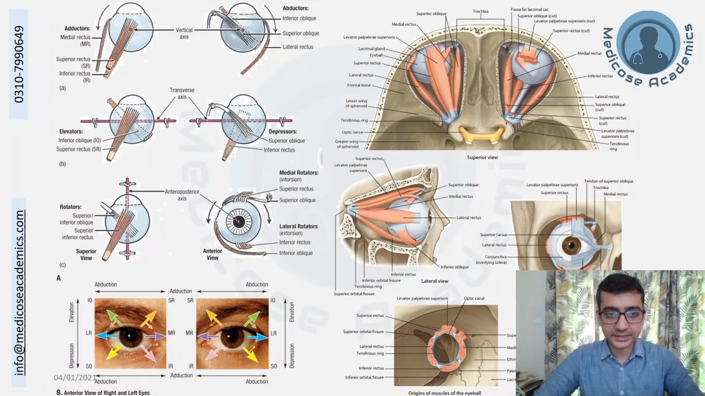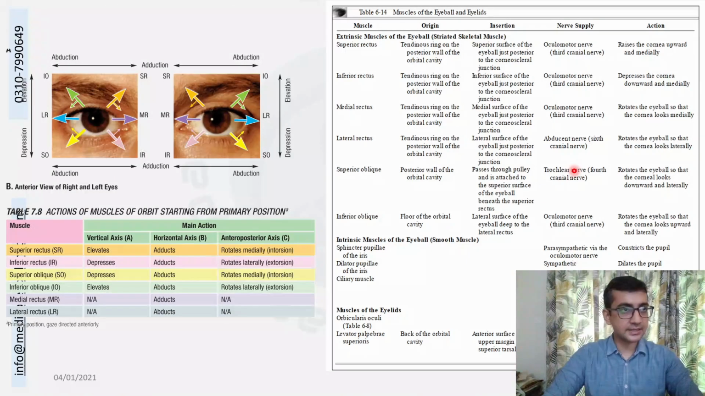I will go to the clinical testing just in a while. So to summarize, these are the tables that you can see. These are present in your book. This is from Snell's anatomy. Let me remove myself.